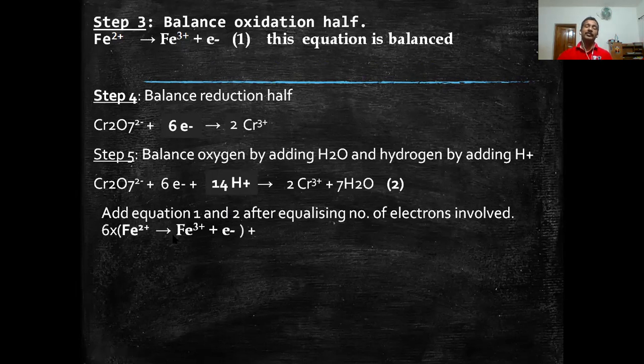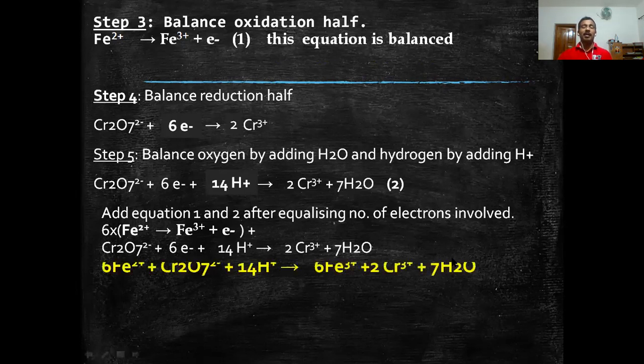So 6 into Fe2 plus gives Fe3 plus plus electron, plus Cr2O7 2 minus plus 6 electron plus 14H plus gives 2 Cr3 plus 7H2O. When you add, this 6 electron and 6 electron will cancel each other. And what is remaining? 6 Fe2 plus Cr2O7 2 minus plus 14H plus gives 6 Fe3 plus 2 Cr3 plus 7H2O. So this equation is balanced.